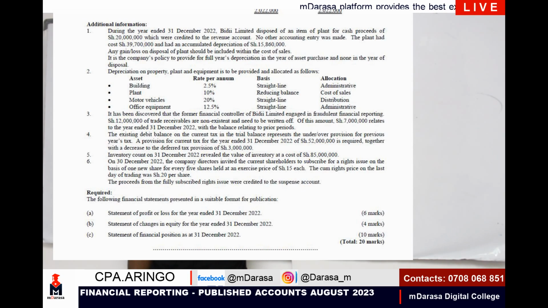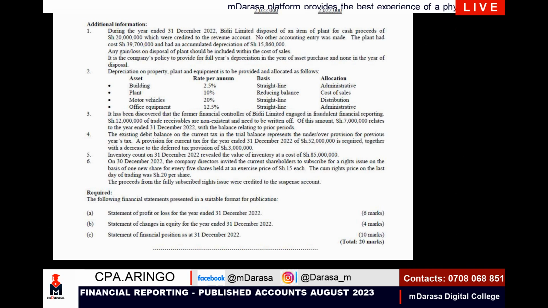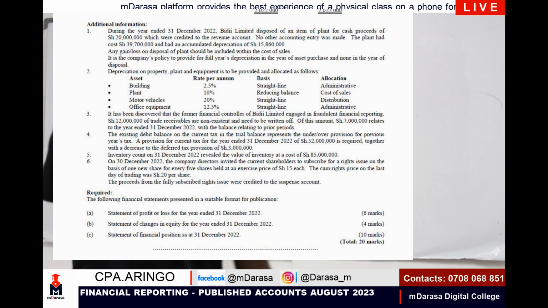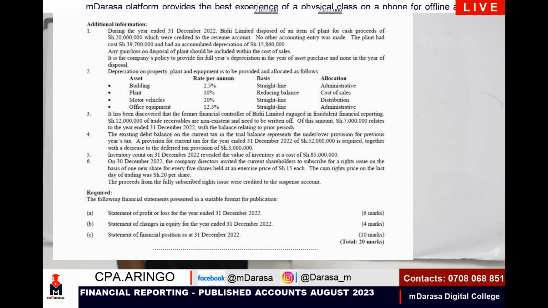Inventory count on 31st December revealed the value of inventory at a cost of 85 million. So a good examiner is telling us here that, yes, I'm having this inventory, and this inventory basically was valued at 85 million. So we need to take care of that in computing literally our cost of sales.